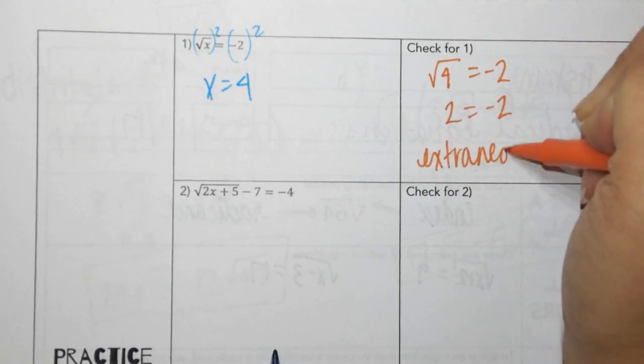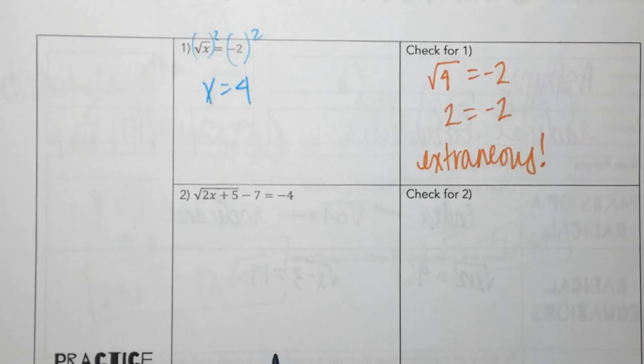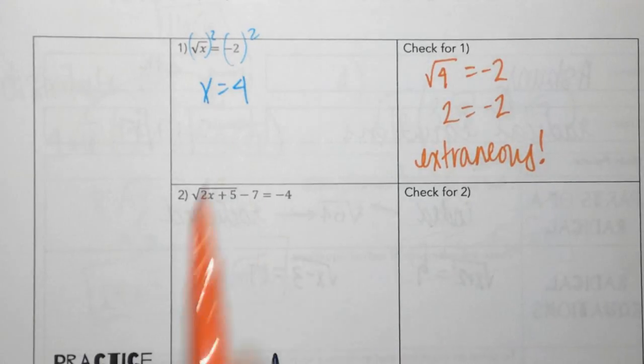Wait, what's it for? Not negative one? Because negative 2 times negative 2 is 4. Alright, solve number 2 without me.